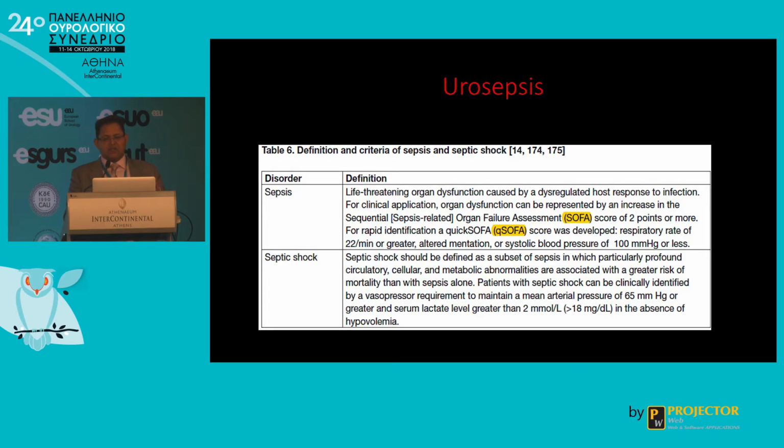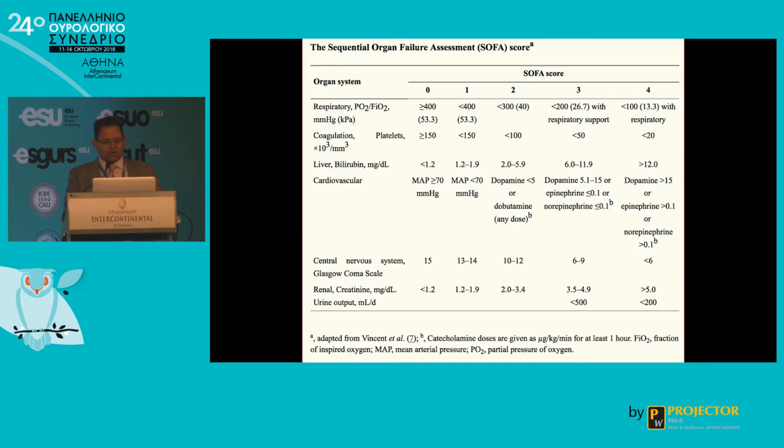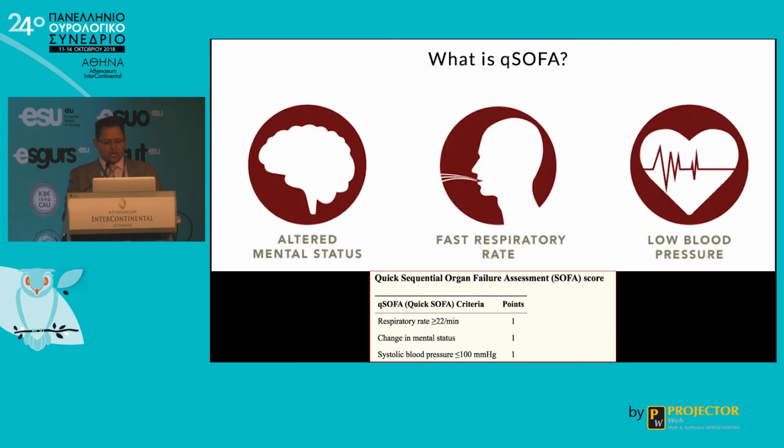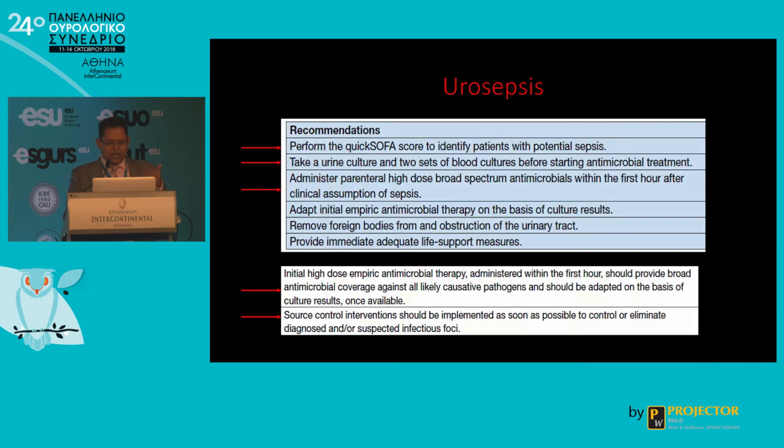Urosepsis is something that we all are afraid of, and we need to avoid it. But what if it happens? How do you quantify it? How do you measure it? There is something called the SOFA score, or Sequential Organ Failure Assessment score. Mainly, it's got three things: altered mental status, respiratory rate, and blood pressure. And you score the patient on these, and the higher the score, the more unwell they are. If you've got urosepsis, you need to perform this.